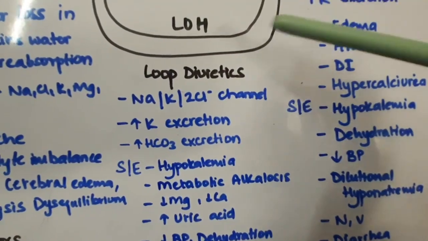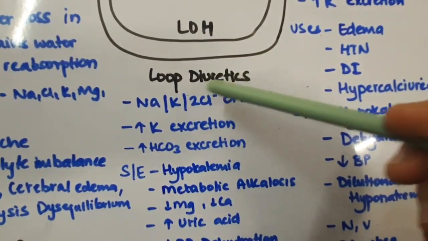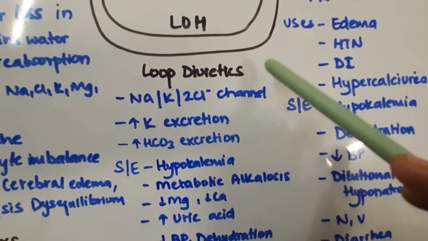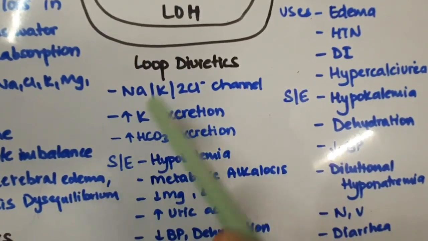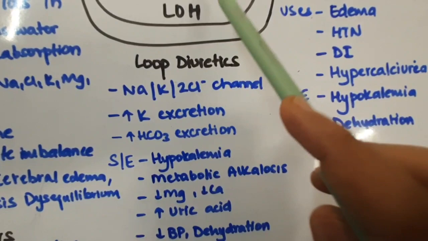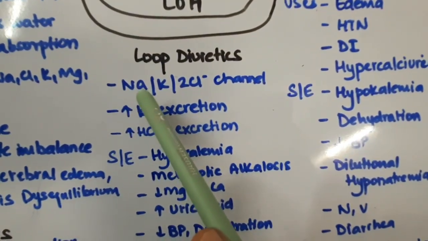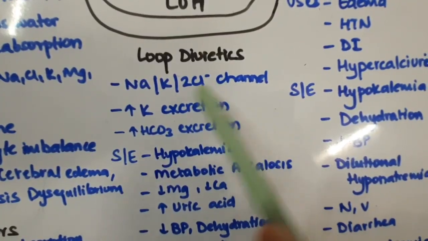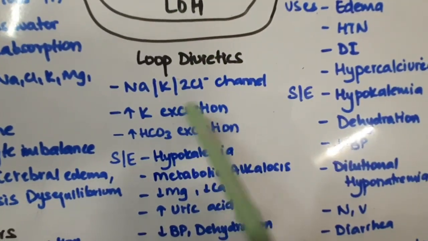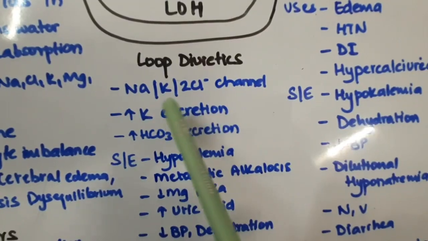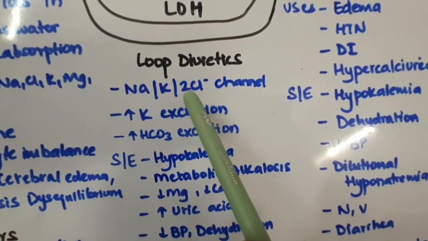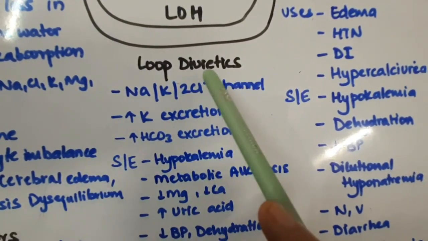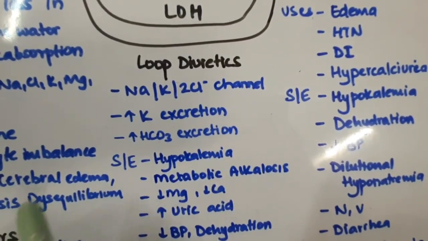If you look at the drugs acting on the loop of Henle, we have the loop diuretics, which are the most commonly used and the most high ceiling diuretics that we have available. So loop diuretics will act on the loop of Henle, and the channel that they inhibit is the sodium potassium 2-chloride channel. In the loop of Henle, we have this channel which is responsible for the reabsorption of all these ions. Loop diuretics will inhibit the reabsorption of all these ions by inhibiting this channel.